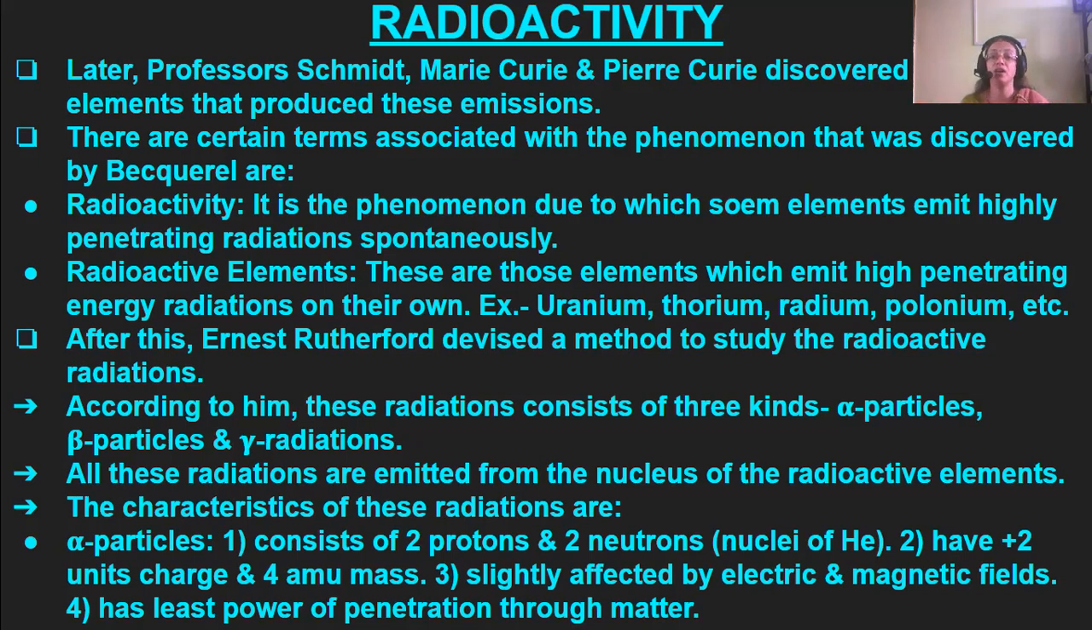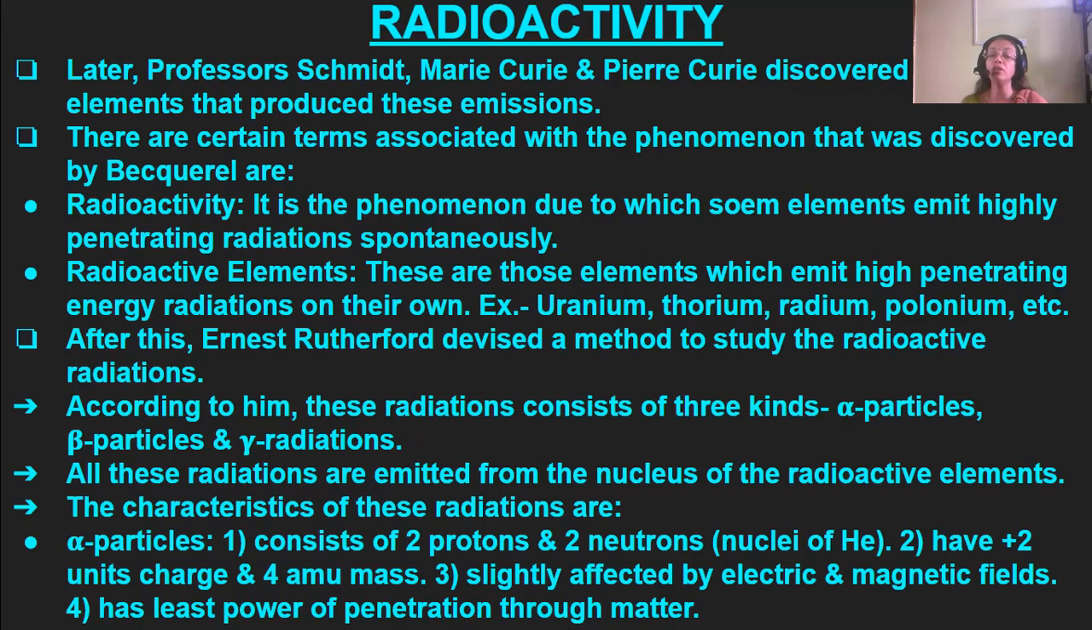After this discovery, Ernest Rutherford devised a method to study the radioactive radiations. According to him, these radiations consist of three kinds: alpha particles, beta particles, and gamma radiations. So three kinds of radiations come out. One is alpha particles, second is beta particles, and third is gamma radiations.